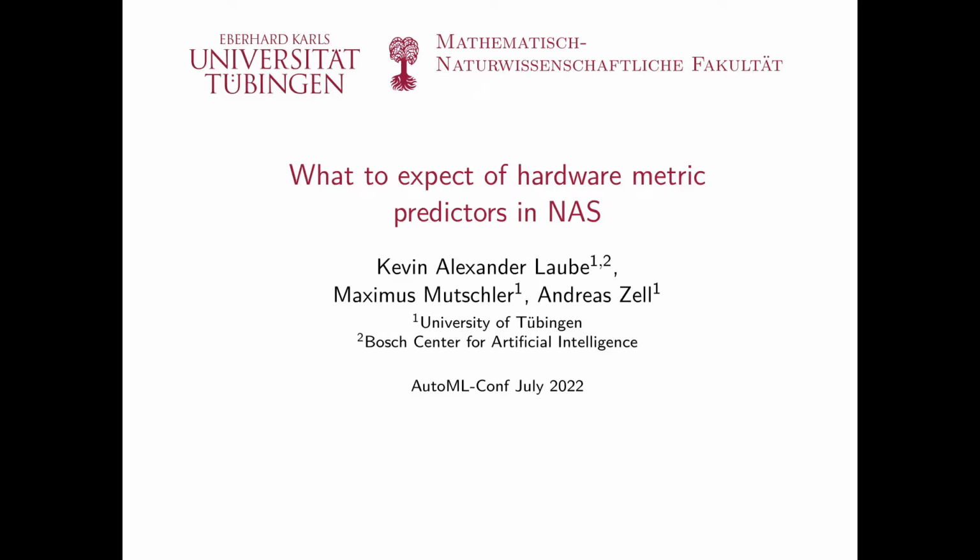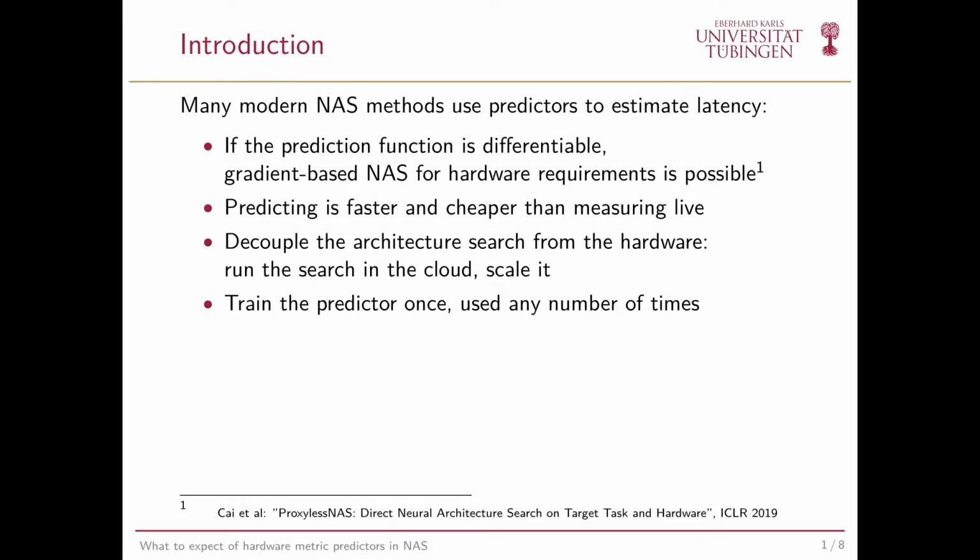Welcome to the brief 10 minute presentation of what to expect of hardware metric predictors in neural architecture search. Our setting is multi-objective architecture search. That means we want to maximize, for example, accuracy and minimize, for example, latency. And of course, the question is, why should we predict metrics if we can just measure them? There are many good reasons for that.